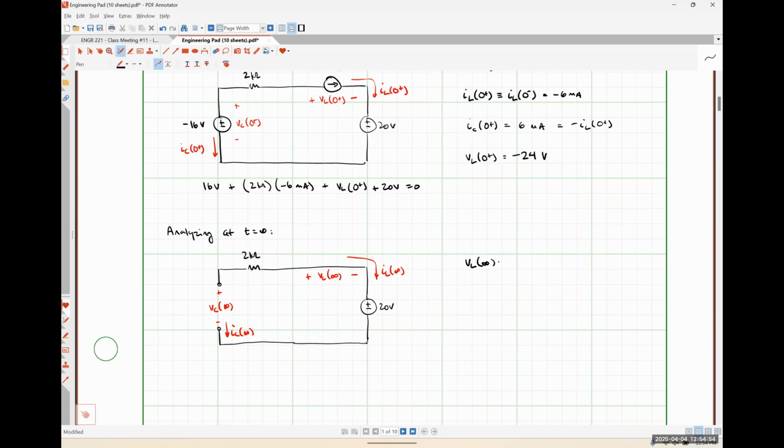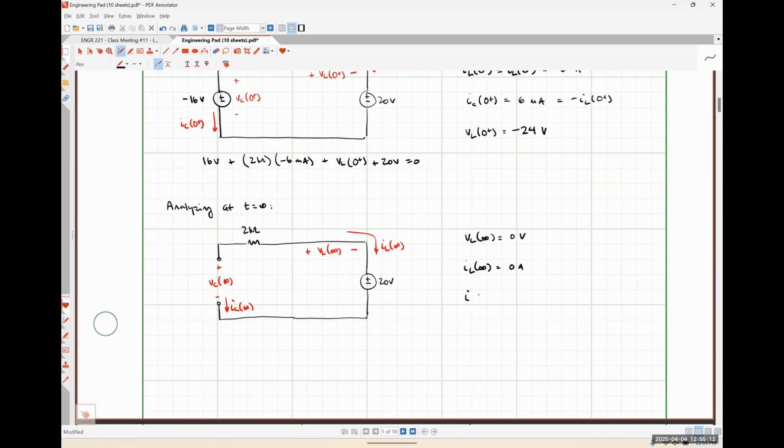So VL at infinity is obviously 0 volts because it's the voltage drop across a short circuit. IL at infinity, I believe, is obviously 0 amps because this circuit does not represent a closed path. IC at infinity is going to be equal to 0 amps because no current flows through the open circuit representing the capacitor. And lastly, VC at infinity, that looks a lot like an L, so sorry about that, is going to be 20 volts if we apply Kirchhoff's voltage law around this loop. So essentially, since there's no voltage drop across the 2 kilo ohm resistor and the positive polarity terminal of VC is at the positive polarity terminal of the voltage source, they're the same thing. Okay.